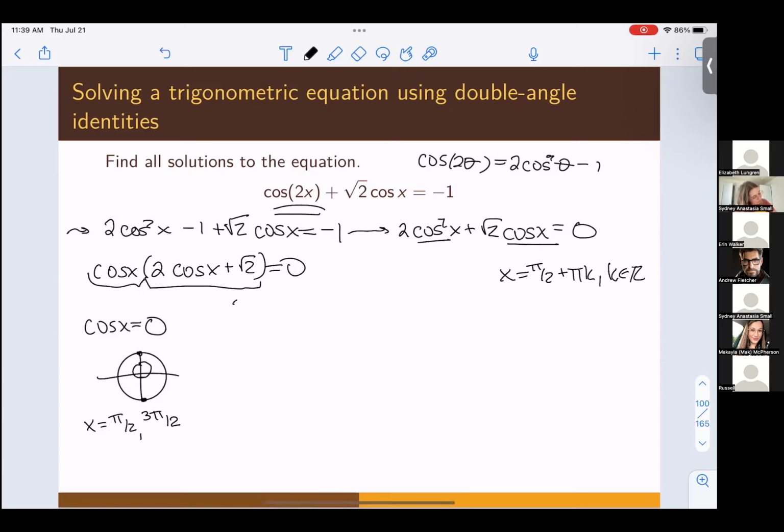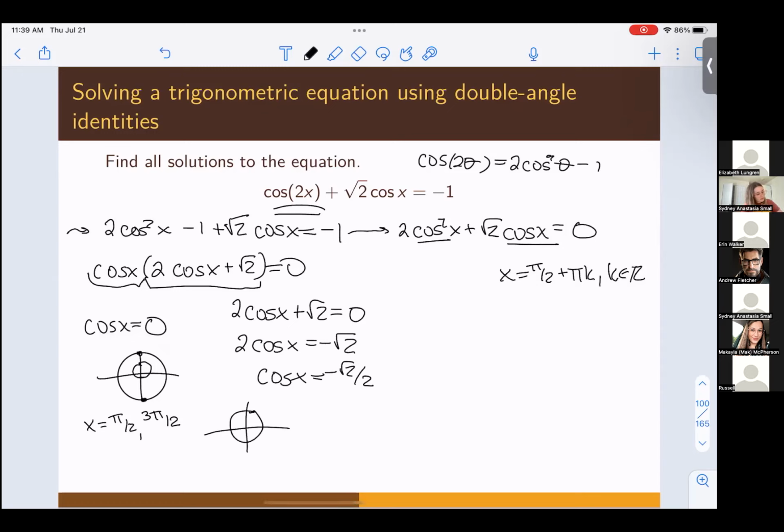So we want to find when 2 cosine of x plus the square root of 2 is equal to 0. Subtracting root 2 from both sides, we get 2 cosine of x is equal to negative square root of 2. So therefore, the cosine of x is equal to negative root 2 over 2. Now I want to think about which values on my unit circle have an x coordinate of negative root 2 over 2. That happens about here and here. This angle and that angle.